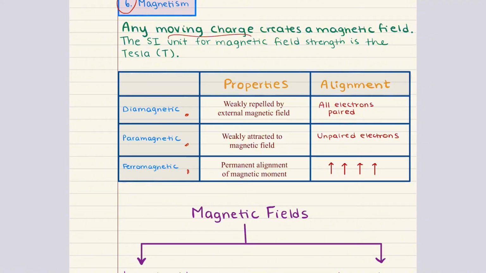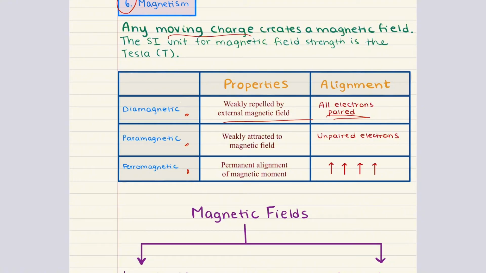Diamagnetic materials are weakly repelled by an external magnetic field. In these materials, all of the electrons are paired, meaning their magnetic moments cancel each other out. When exposed to an external field, diamagnetic materials develop a small, temporary magnetic moment in the opposite direction of the applied field. But this effect is weak, and it disappears when the external field is removed.